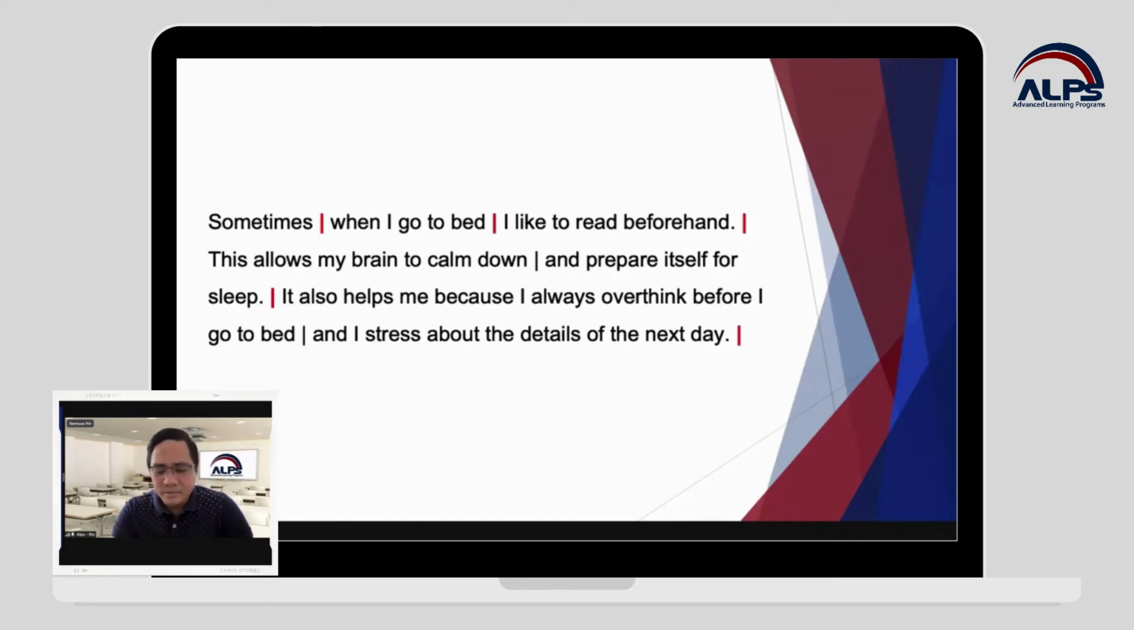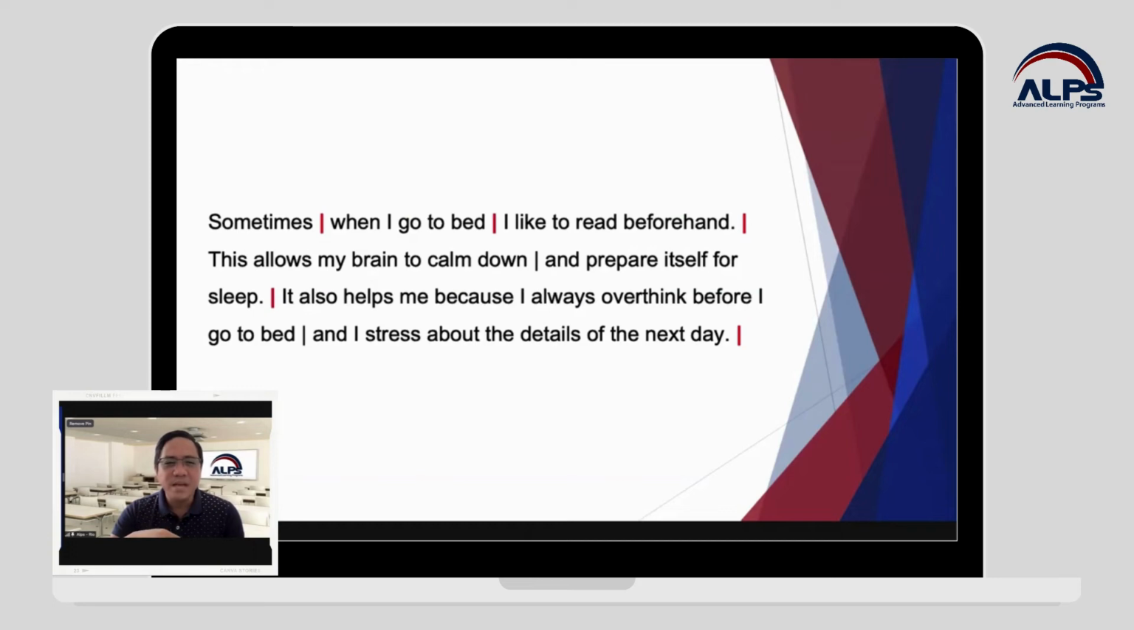You see the red vertical bars in between words. Those are the thought groups in the paragraph. So remember, it should have a focus word, and then a sweep of melody, and also a pause towards the end. If I am going to read this, I'd read it as: sometimes when I go to bed, I like to read beforehand. This allows my brain to calm down and prepare itself for sleep.